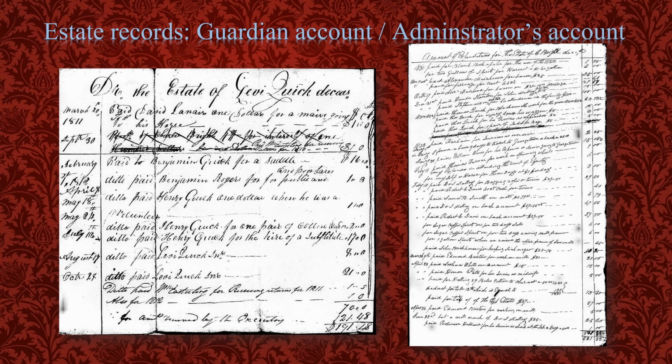Also on this slide is an administrator's account for the estate of Charles Bright of the same county in 1832. Among other details, we learned that the family was erecting a sawmill in February and March of that year, and that they were rewarding their workers on that project, in part by purchasing whiskey for them to consume.